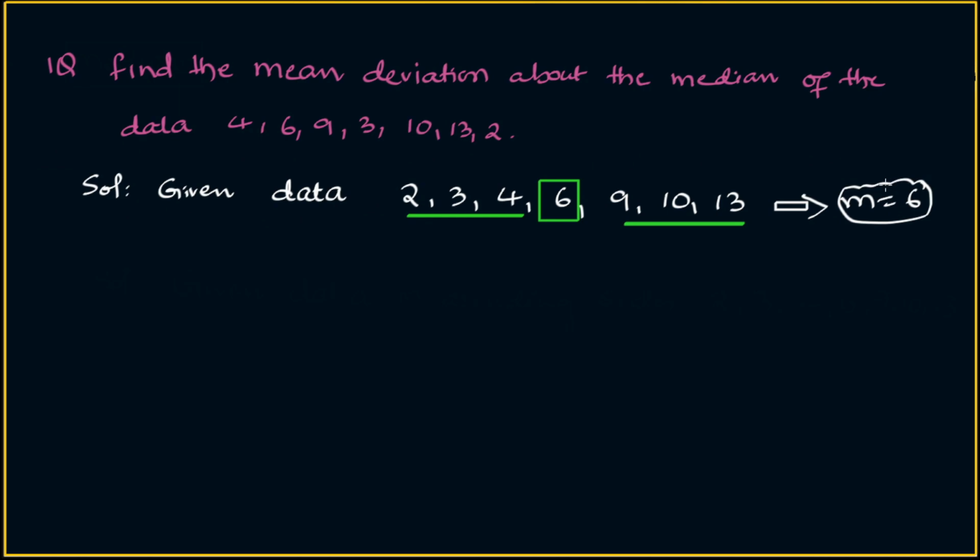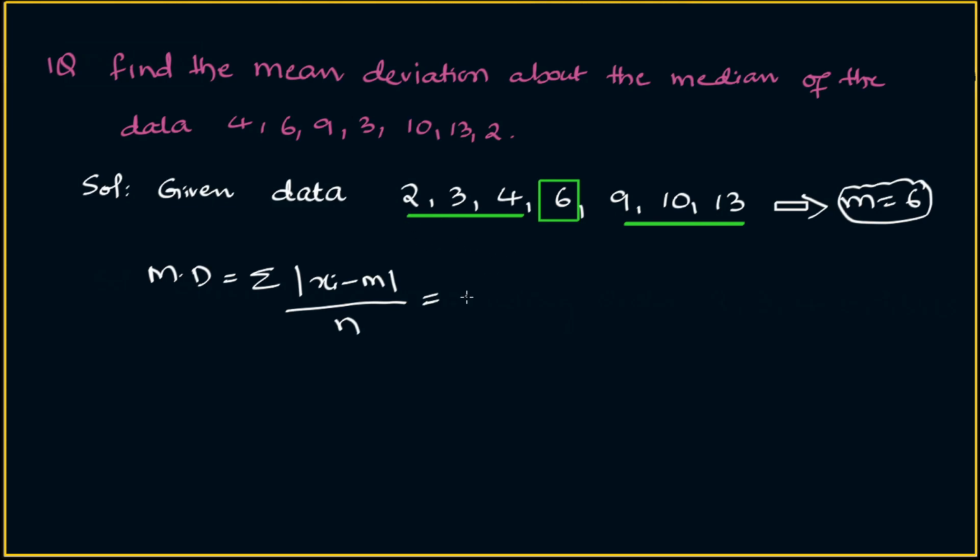Next we have to find MD, mean deviation about median. Formula is summation mod xi minus m whole divided by n. So xi means given observations, m means median, n means number of observations. So we have to find deviations. From m we have to subtract the given observations.